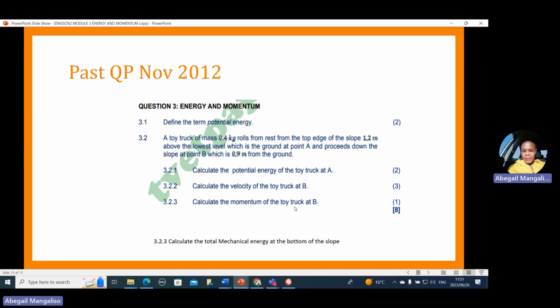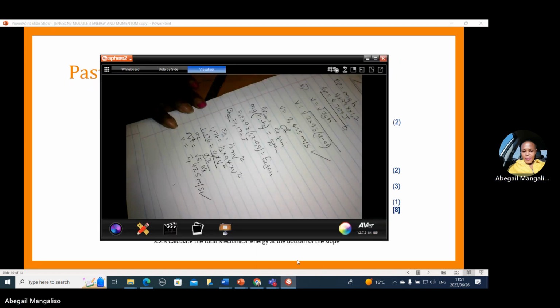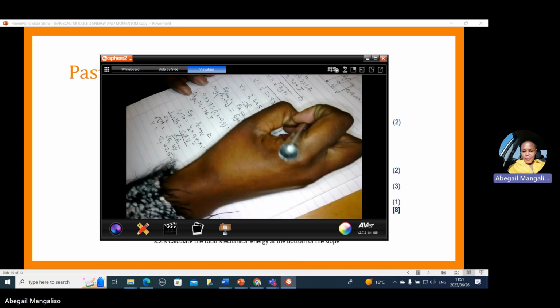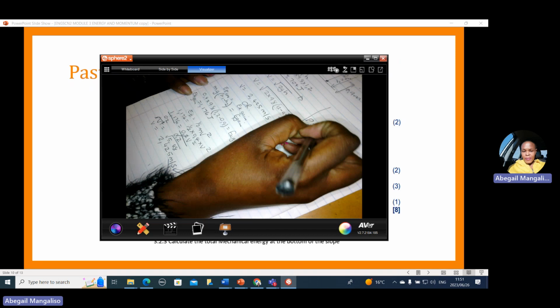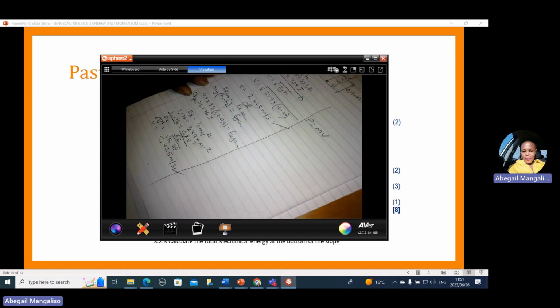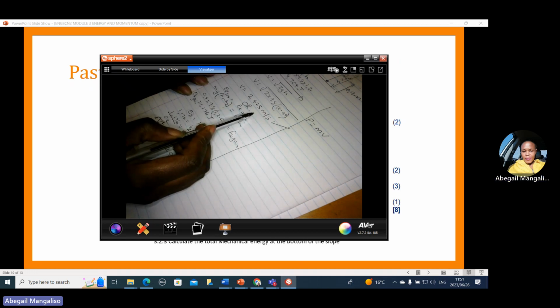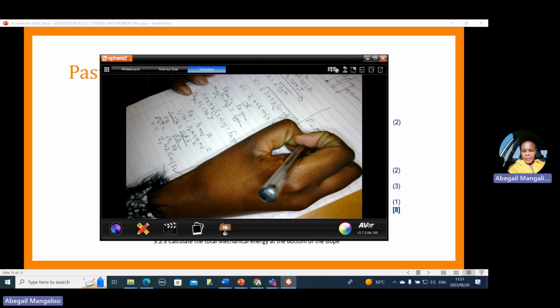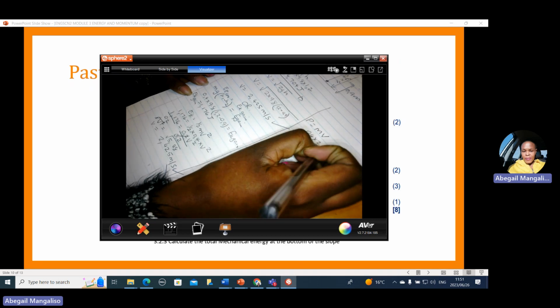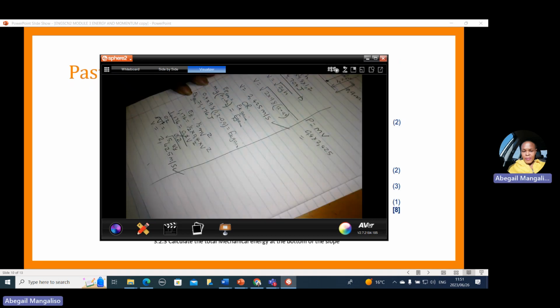Calculate the momentum of the toy truck at B. Momentum is a product of a mass and its velocity. So the formula to calculate momentum, let me do it this side, is momentum P equal to M multiplied by V. We do have the velocity at B, which is what we calculated here. M remains 0.4, but velocity is 2.425. So you just multiply these two.